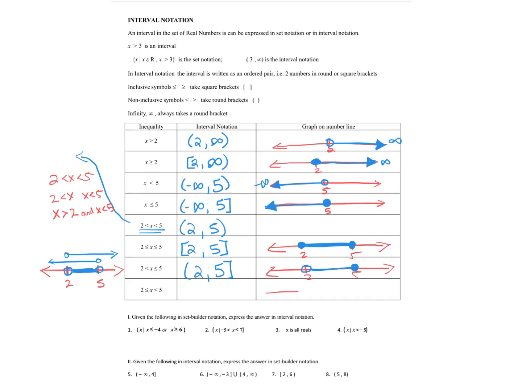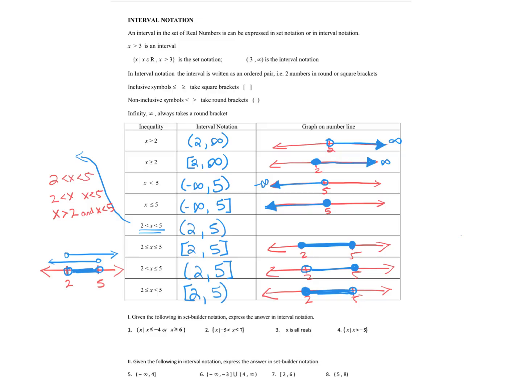This last one is the same, one open, one closed, except where the open and closed is changes. So we have 2 and 5 again. So we have a closed circle at 2, an open circle at 5, and we're shading in between. So now this time we have a bracket at 2, and 5 has a parenthesis.